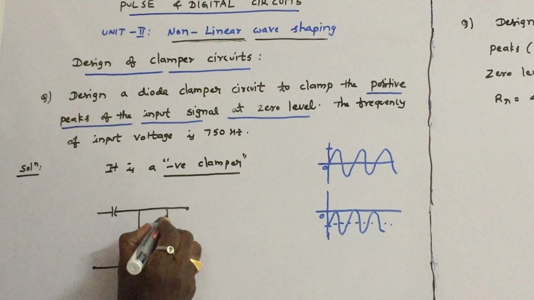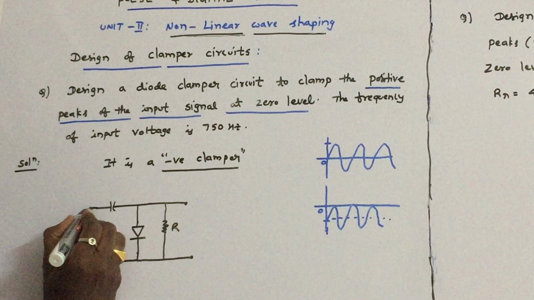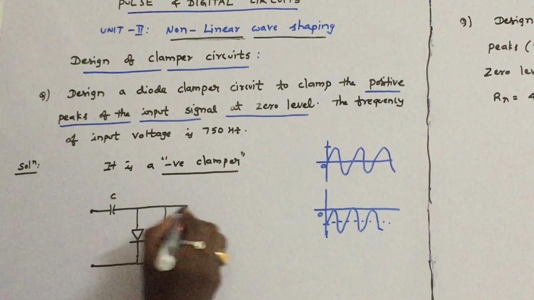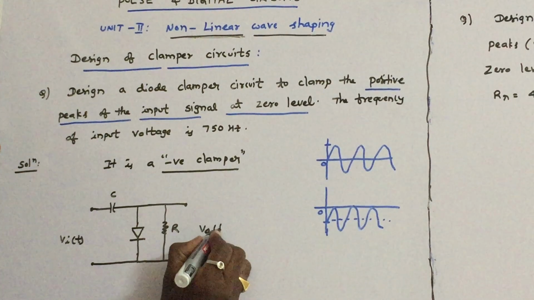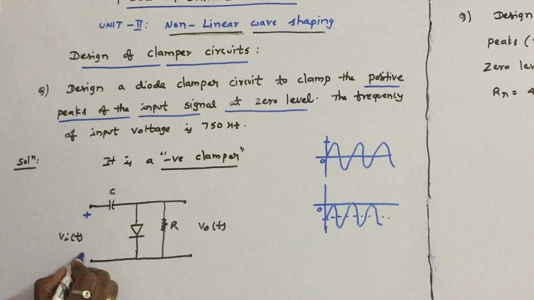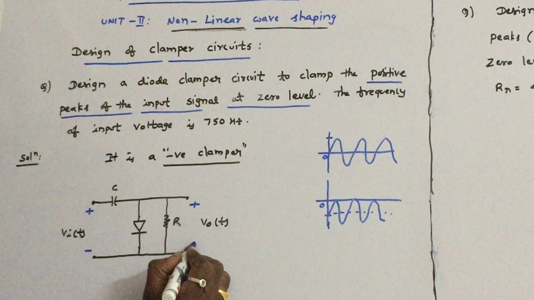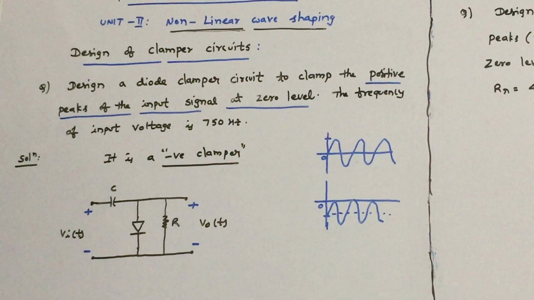So in a practical circuit, as I said earlier, we place a resistor R across the diode. So this is the capacitor. This is the input voltage Vi of t. This is the output voltage V0 of t. So in the design, what we have to do is find the values of R and C, just substitute, and the answer will be over.